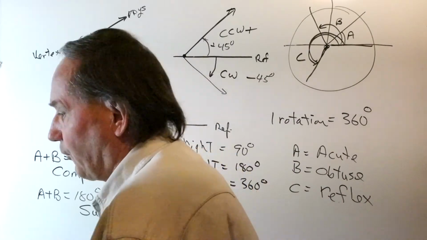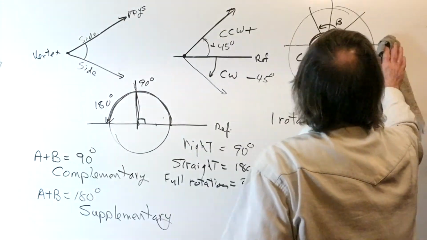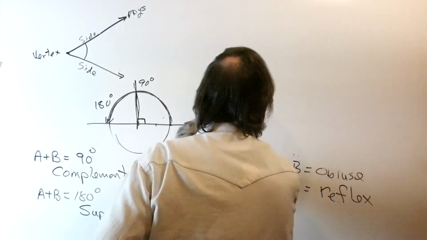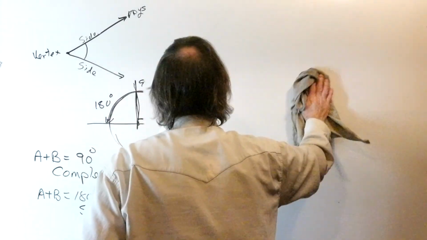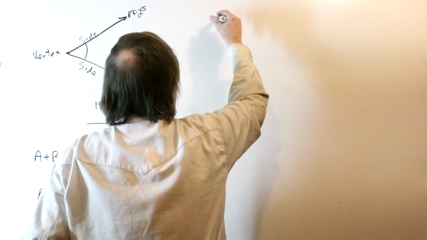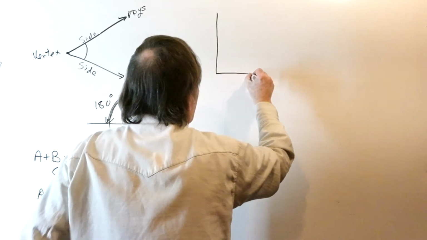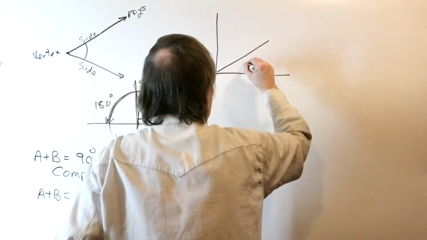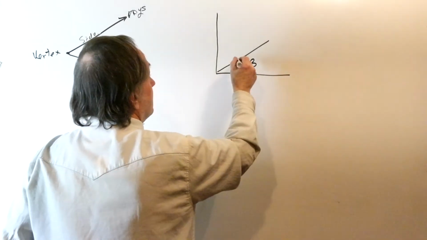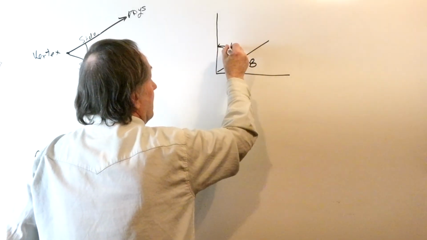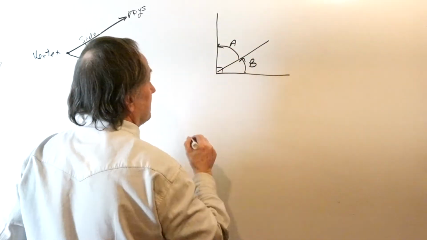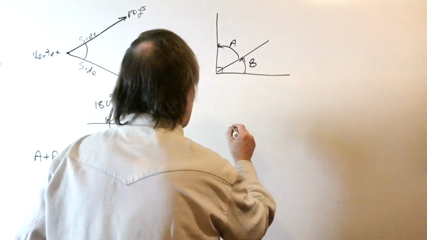So, for example, let's say we have a right angle and we have two angles. Say this is angle B, and this is angle A. Well, angle B plus angle A sum to 90 degrees. So A and B are complementary.